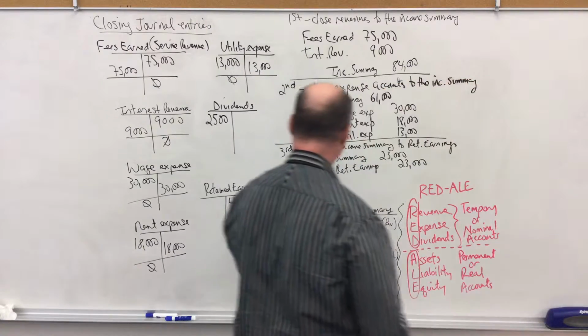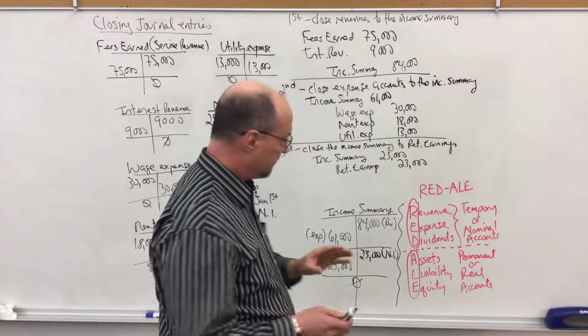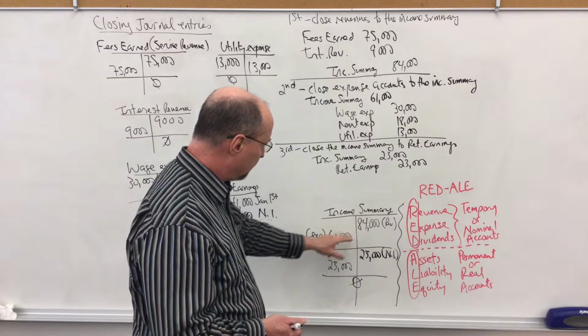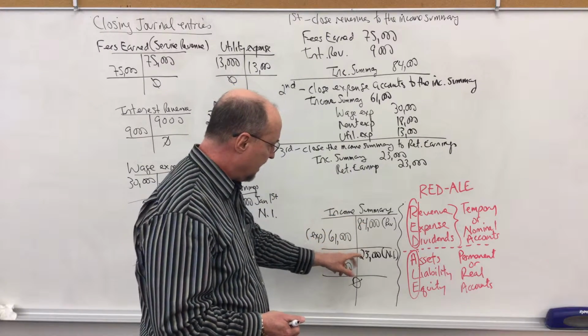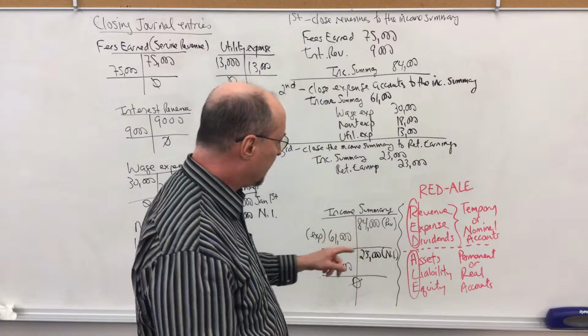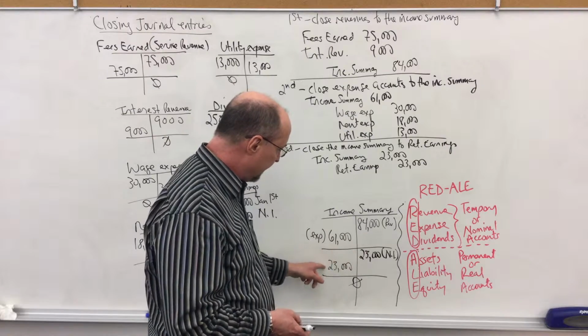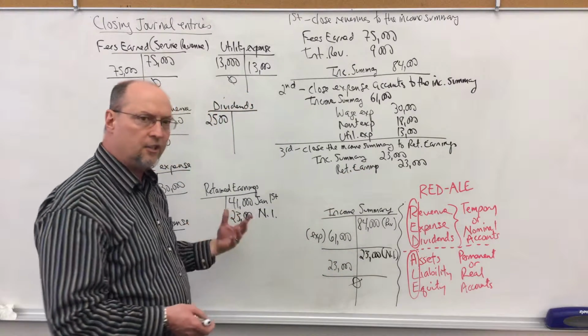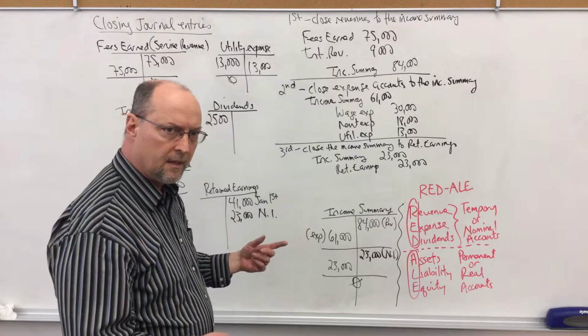Now, very important. If we have net income, as we do here, revenues are more than expenses, that's going to leave a credit balance in the income summary. So to close out the income summary, I would debit it and credit retained earnings. Net income is going to increase retained earnings.